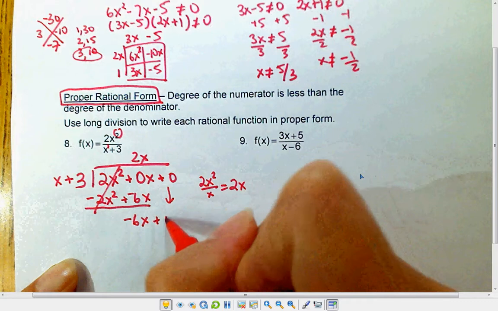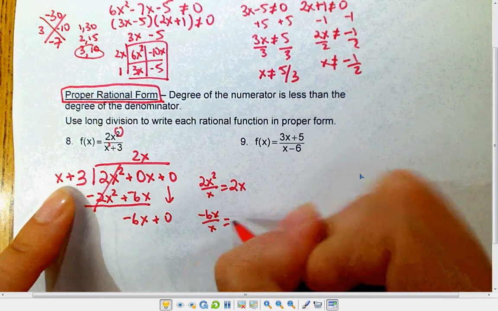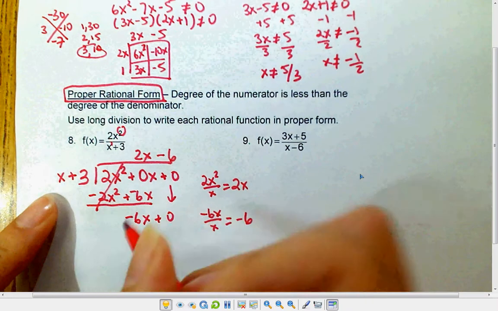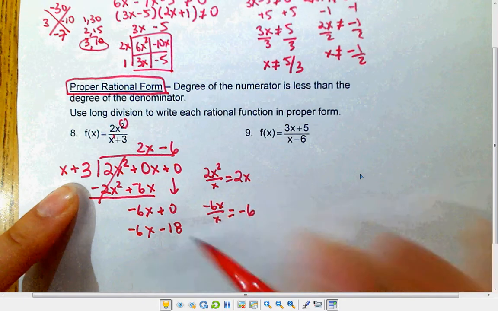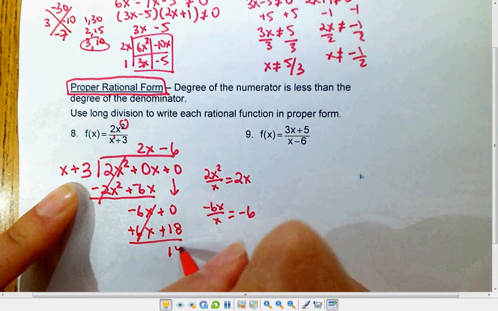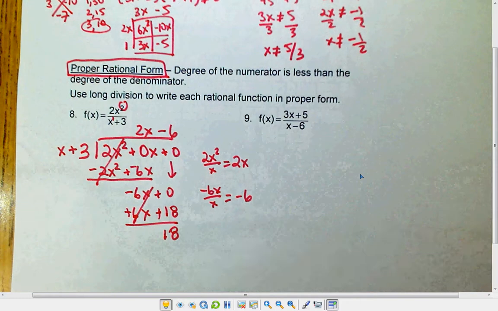Bring down the 0. Now we're going to do negative 6x divided by x. This gives me negative 6. Negative 6 goes up here. Negative 6 times x gives me negative 6x. Negative 6 times 3 gives me negative 18. Again, change the sign. 0 plus 18 gives me 18. So this is my remainder.